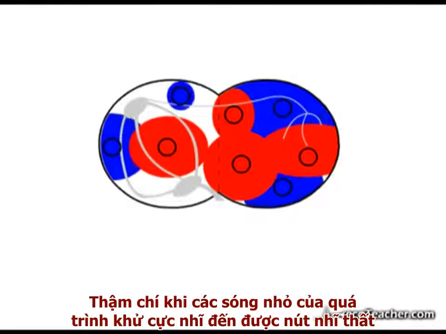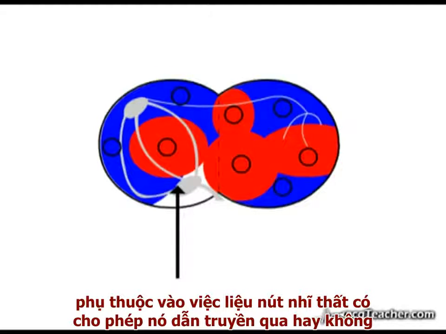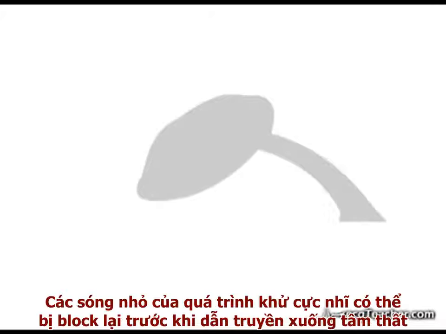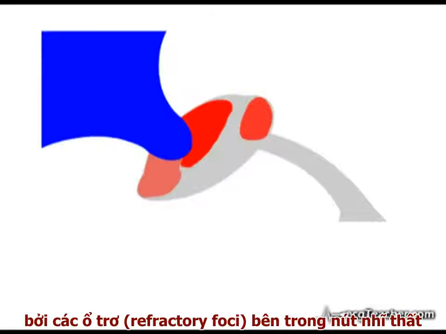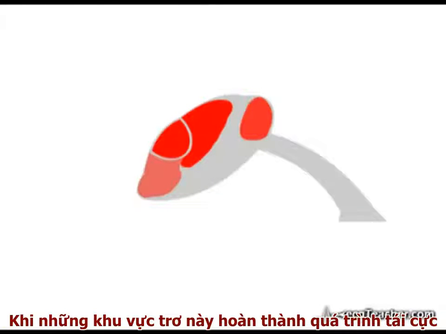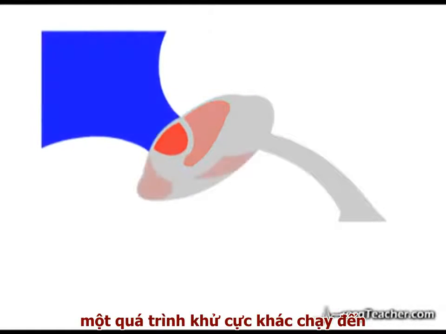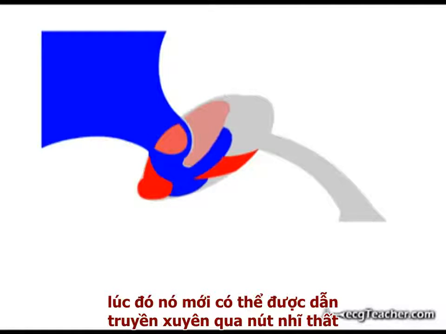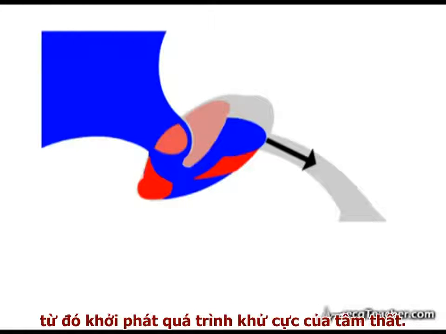Even if a depolarization wavelet reaches the AV node, it may or may not be transmitted into the ventricles depending on whether the node is permissive or refractory to transmission. Within the AV node, the depolarization wavelet may be blocked in its journey to the ventricles by intranodal refractory foci generated by previous wavelets. As these refractory regions complete repolarization, a depolarization event arriving at the same point, at a slightly different time however, may manage to negotiate its way through the node and discharge into the ventricular conducting system, triggering ventricular depolarization.